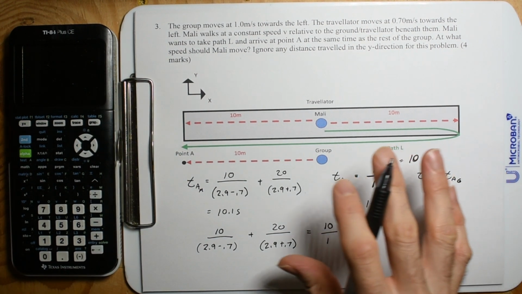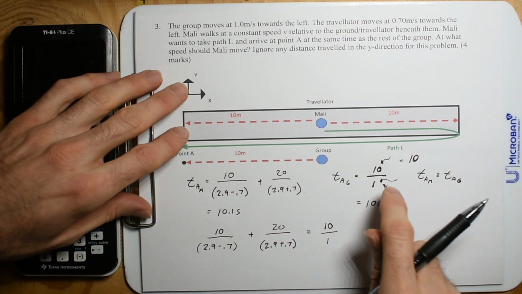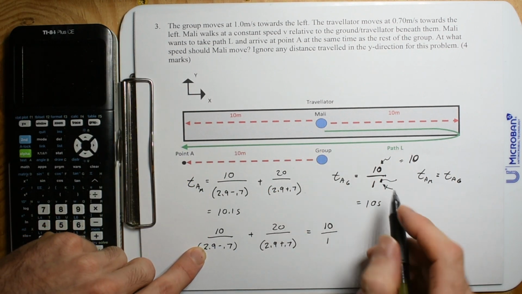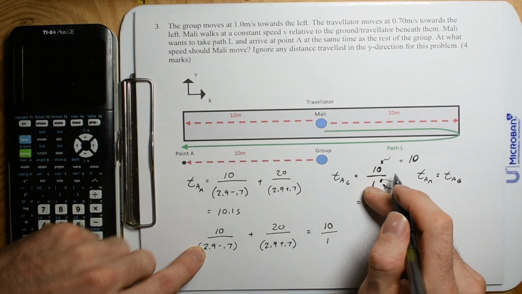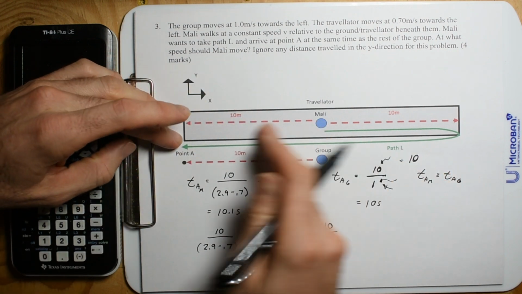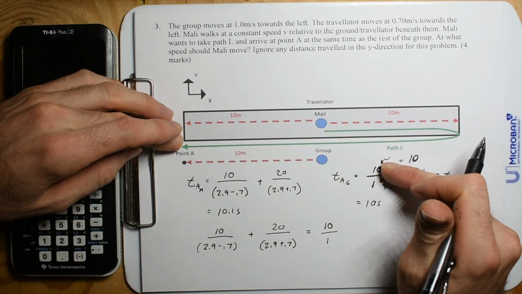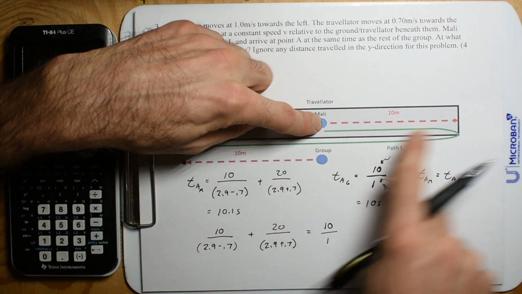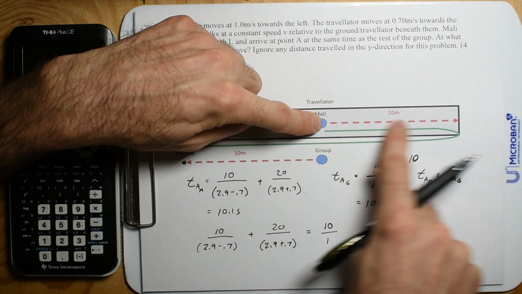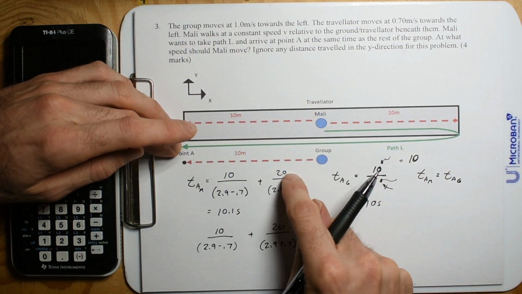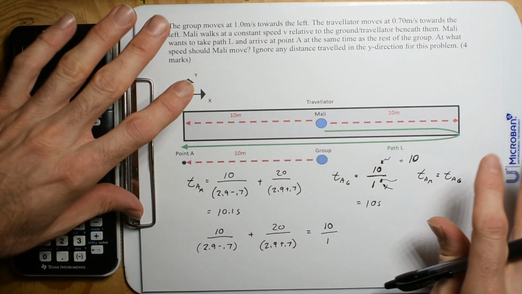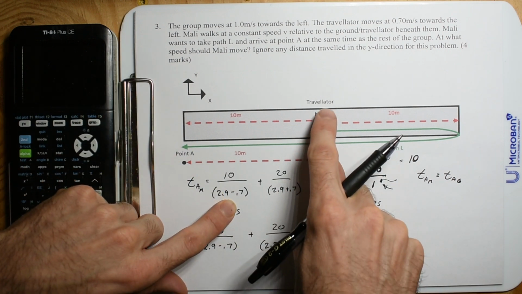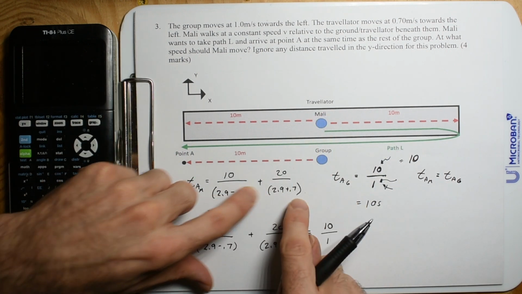And we don't have to put variables on everything, because we already know the group is going to walk at a speed of 1 meter per second. This distance that the group has to walk is 10. The first distance Malachi has to walk is 10. The second distance Malachi has to walk is 20. Those things aren't changing. The travelator's speed is 0.7.